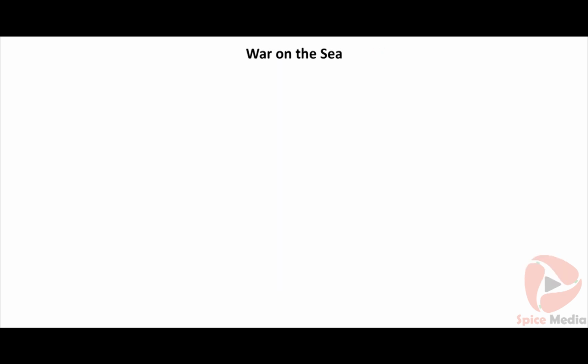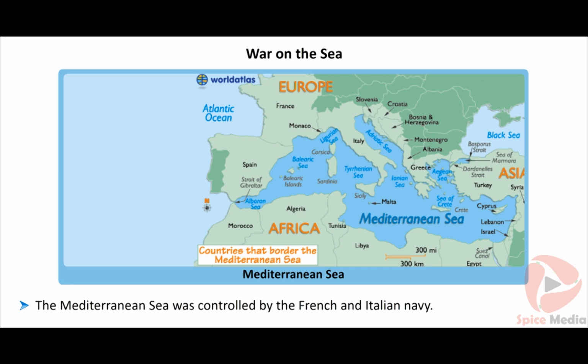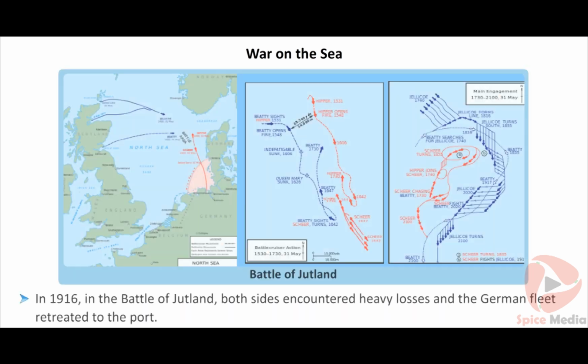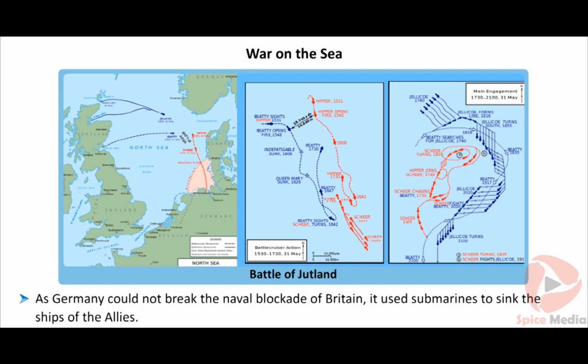War on the sea. The Mediterranean Sea was controlled by the French and Italian Navy. The British Navy controlled the North Sea. In the Battle of Dogger Bank, a German battle cruiser was ruined by the British. In 1916, in the Battle of Jutland, both sides encountered heavy losses and the German fleet retreated to the port. As Germany could not break the naval blockade of Britain, it used submarines to sink the ships of the Allies.